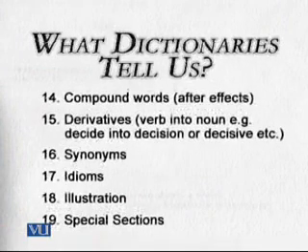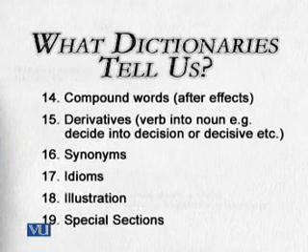And the last thing, special sections. Now, what are special sections? Special sections are extra information which dictionaries offer you. Usually this information is attached to the dictionary at the end, in appendices, like Appendix A, B and C. Any extra information could be in the form of functional grammar, some keywords, or some geographical information, countries and their capitals and currency.